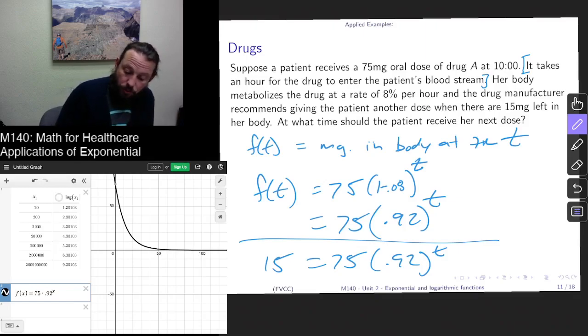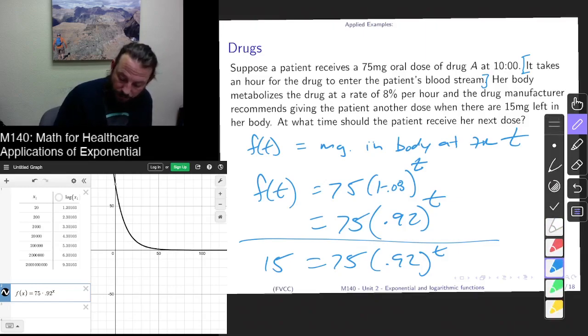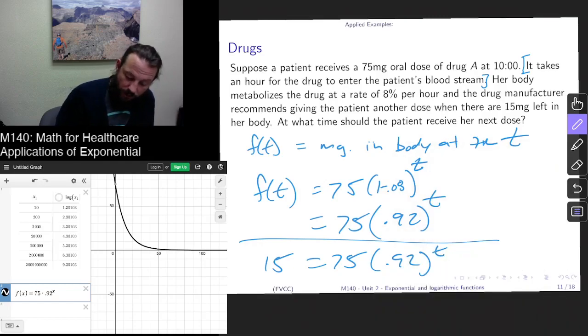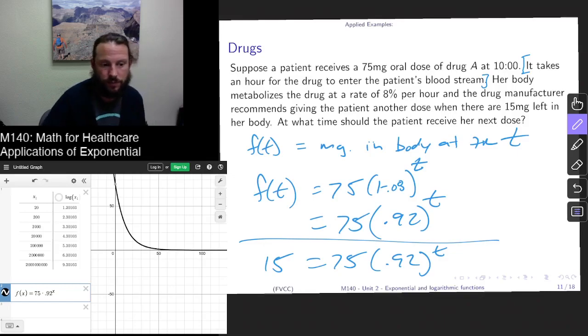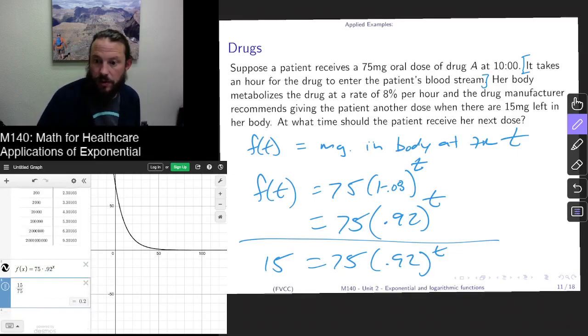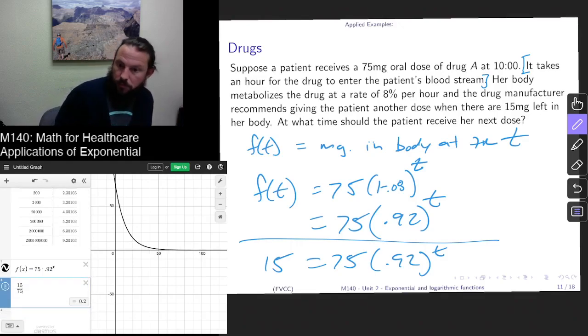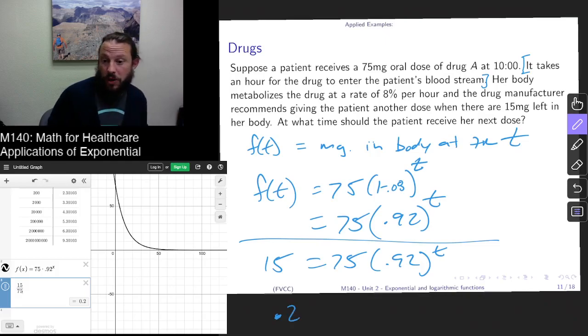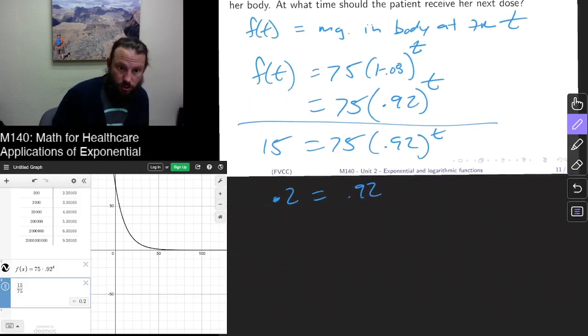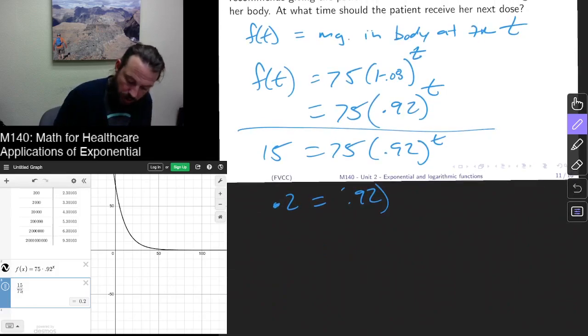We first want to divide both sides by 75, okay? And 15 divided by 75 is 0.2. So 0.2, and this is when 20% is left, okay? So this is 0.92, all raised to the t.